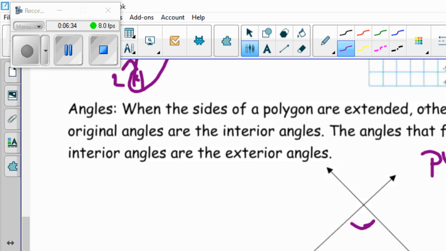I'm going to switch colors. It tells me the angles that form the linear pairs with the interior angles are the exterior angles. Okay, so linear pair, so I've got this one, this one, this one, this one, this one, and this one. So my blue are my exterior angles. The markings that I did don't mean anything about them being congruent or anything. I did not mark my congruent angles. Okay.